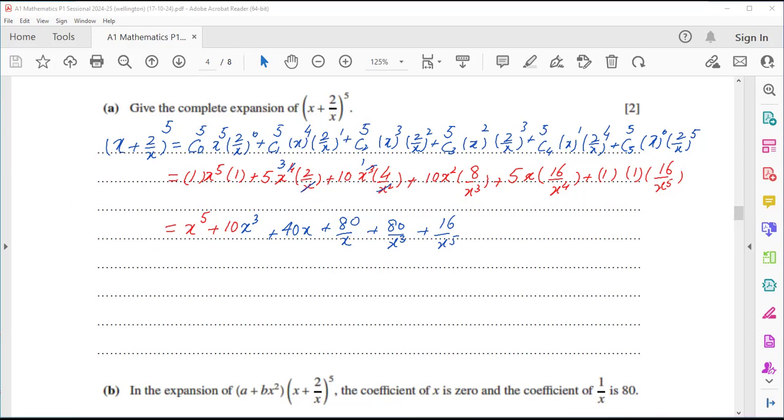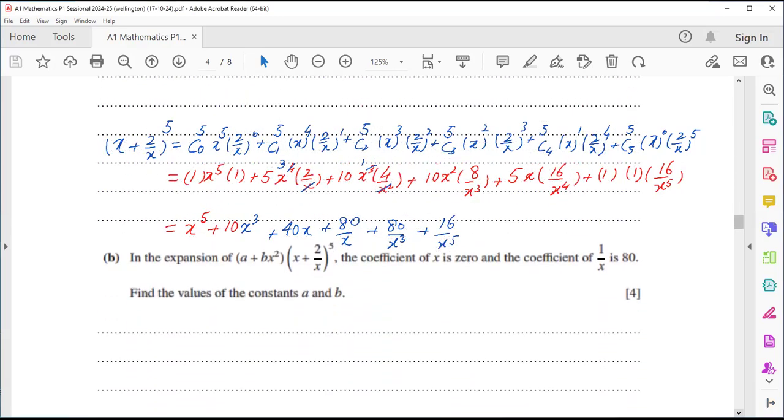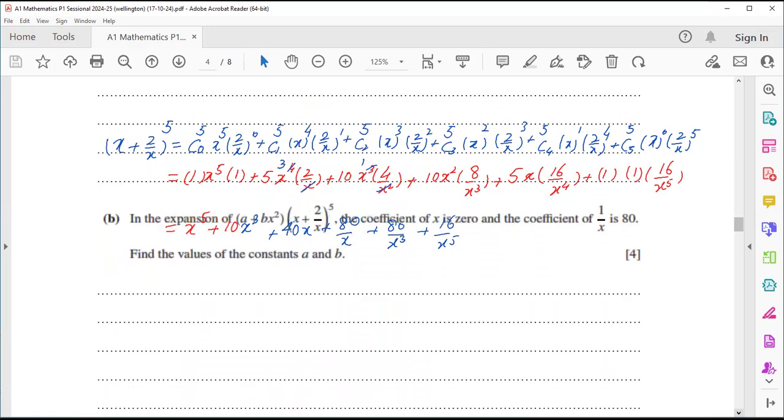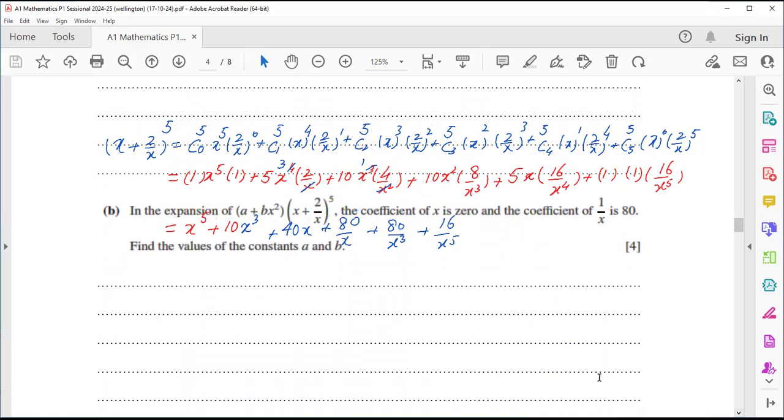Now I have to solve the second part of this question. I will not erase this one because I need this answer. So I have to write this answer over here. You have to take a as it is plus bx square multiplied by x plus 2 by x raised to power 5. The question is given the coefficient of x is 0. The first information is this one, the coefficient of x is 0, and the coefficient of 1 over x is 80. These two information you have to use.